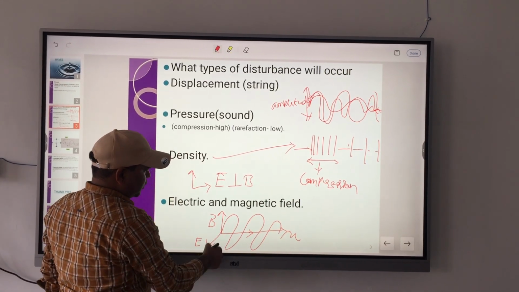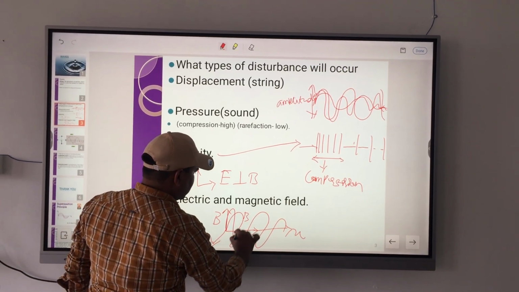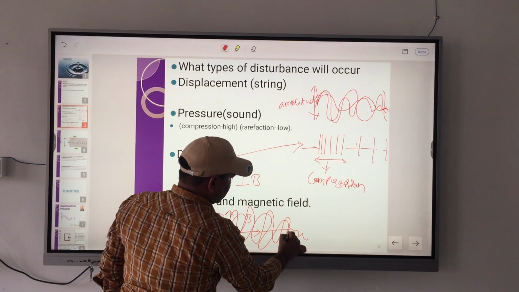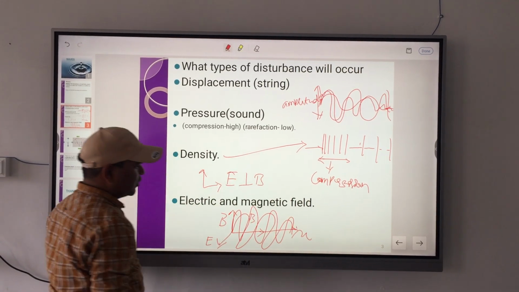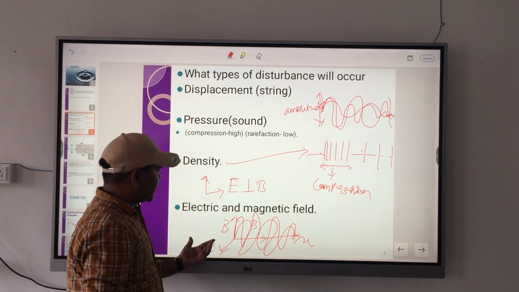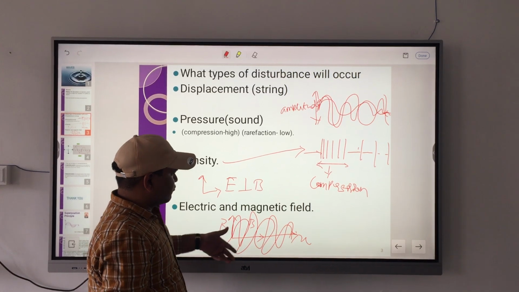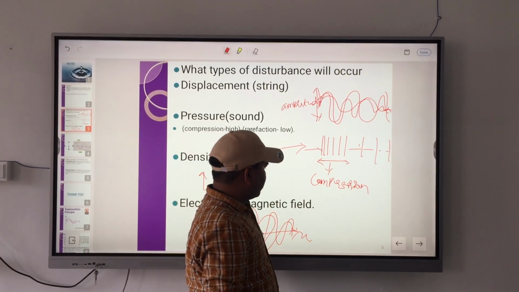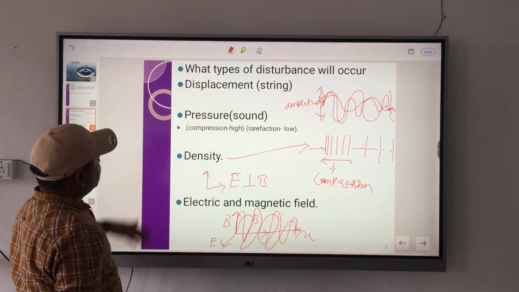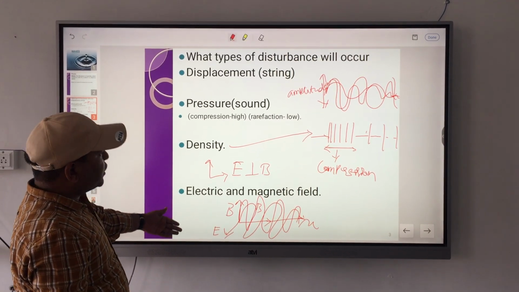So here this is the electric field, and if we think about the magnetic field, then as our wave moves, the disturbance of the electric and magnetic field moves in the particular x direction. It means that we can see the displacement of our electric and magnetic fluctuation is moving in a particular x direction. So these are the four types of disturbance created inside our medium.